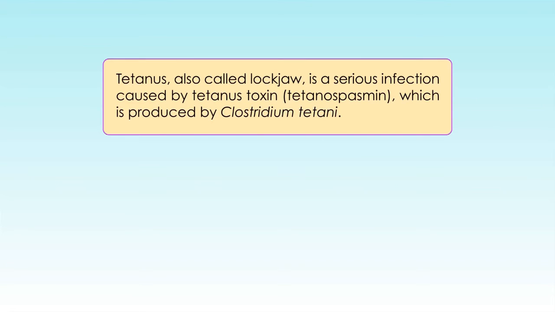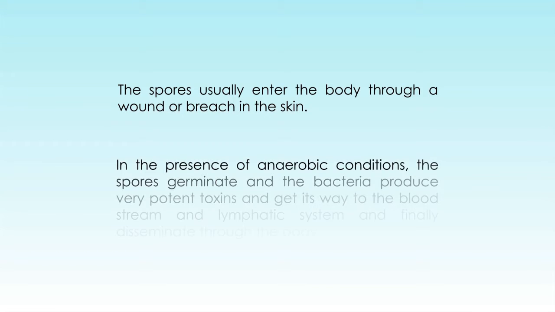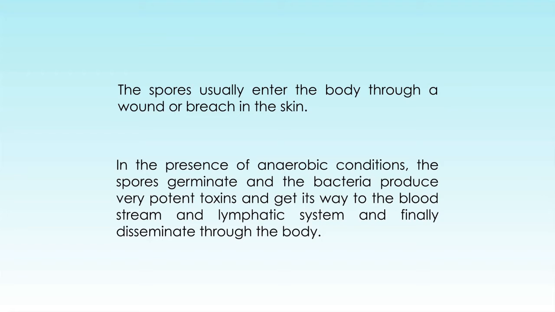Tetanus, also called lockjaw, is a serious infection caused by the tetanus toxin known as tetanospasmin, which is produced by Clostridium tetani. The organism is an anaerobic bacillus whose spores survive in soil and cause infection by contaminating wounds. The spores usually enter the body through a wound or breach in the skin. In anaerobic conditions, the spores germinate and the bacteria produce a very potent toxin, and it gets its way to the bloodstream and the lymphatic system, and finally it gets disseminated through the body.